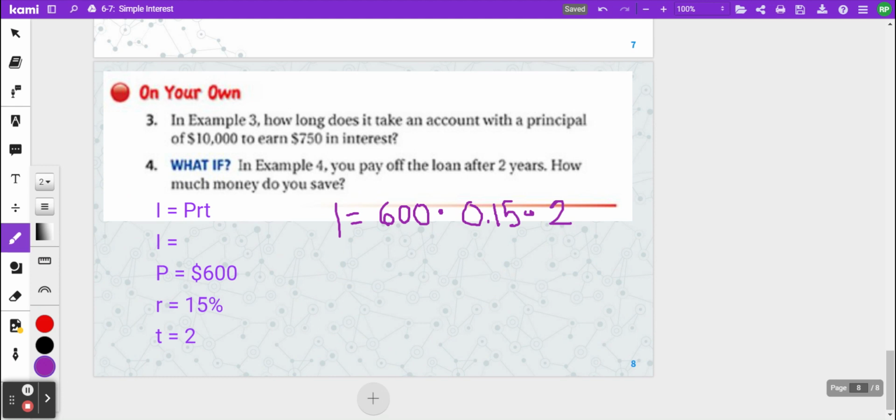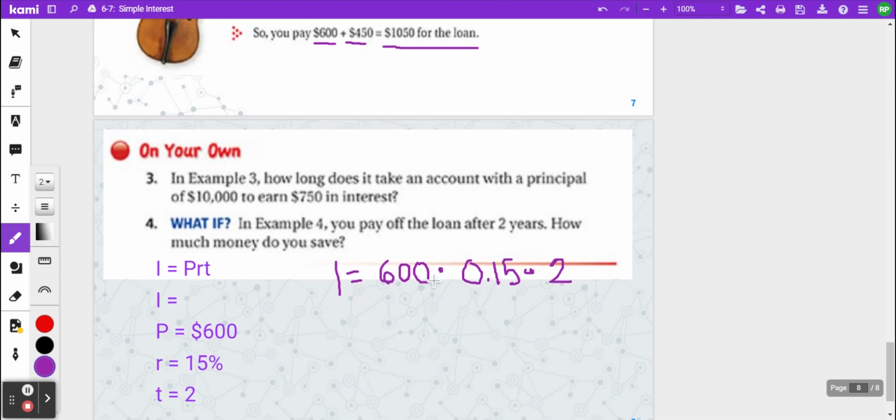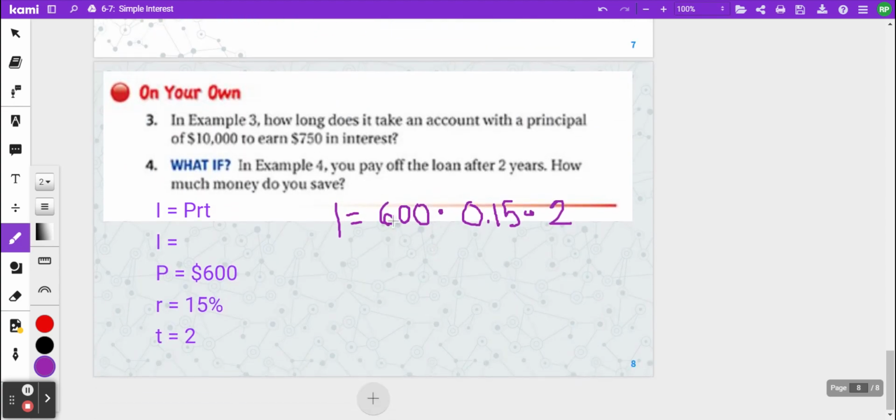In example number 4, it says, what if you pay off the loan after 2 years, how much money do you save? Because you are borrowing money for a shorter period of time, you won't have to pay as much back in the long run. So what I've done is I've already substituted $600 for the loan amount. The violin still has the same initial cost. It's still 15% interest rate, but the time is now 2 years instead of the original 5 years. So to find the amount of interest that we would have to pay on this loan, we're still going to multiply 600 by 15/100 and 2.